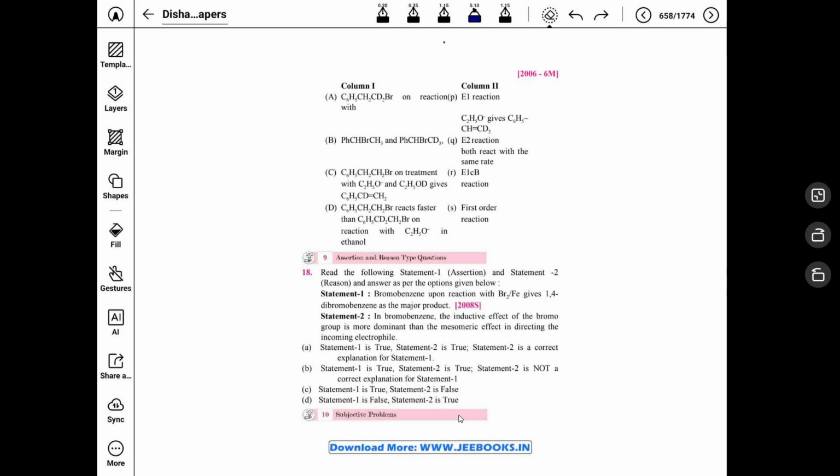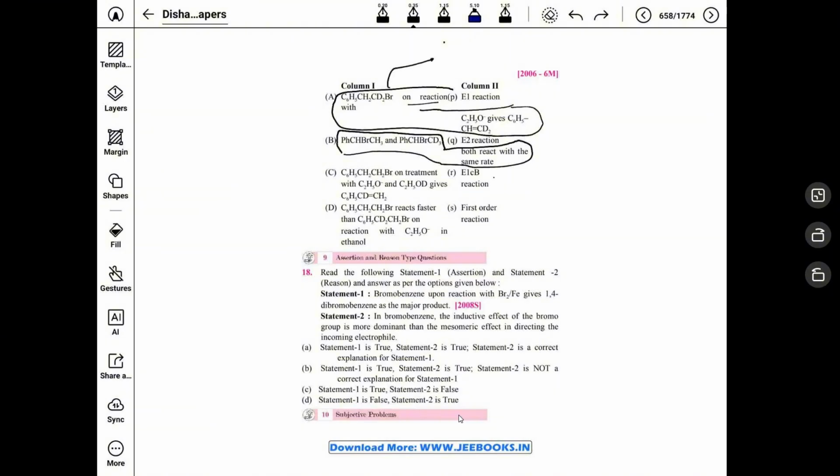So okay, this is all together, and this one is together with this like this. Okay, so what they are asking: this halide on reaction with ethoxide gives alkene. So this is E1 reaction, E2 reaction, even SN1 reaction or first order reaction.